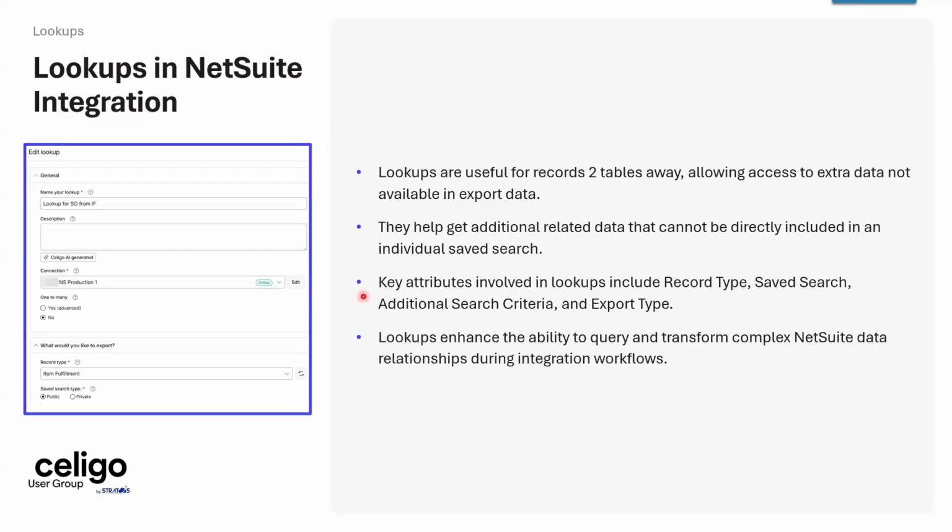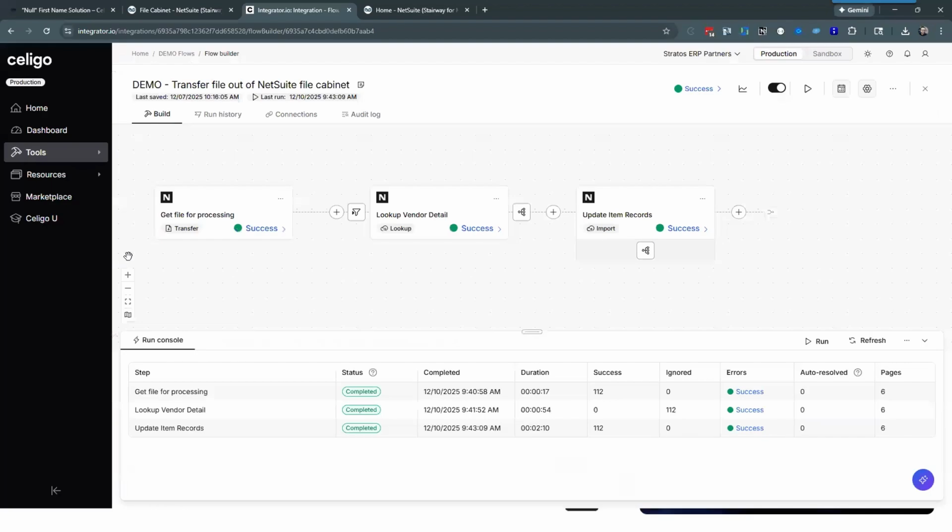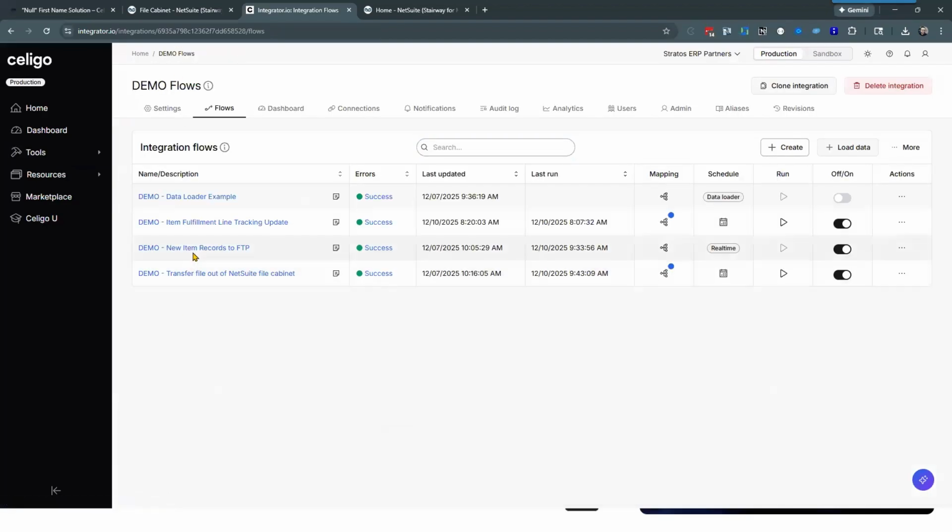Some key attributes of lookups. Actually, I'm going to skip that because we'll talk about that in a second. So we have key attributes. You have a record type of the lookup. You have a saved search. You want to predefine that saved search in NetSuite, like we do with the scheduled flow exports. You can set additional search criteria in the attribute. So again, you can append the search criteria in that saved search, and then you choose your export type. So it's very similar to a saved search export, but it gives you the ability to add an extra step.